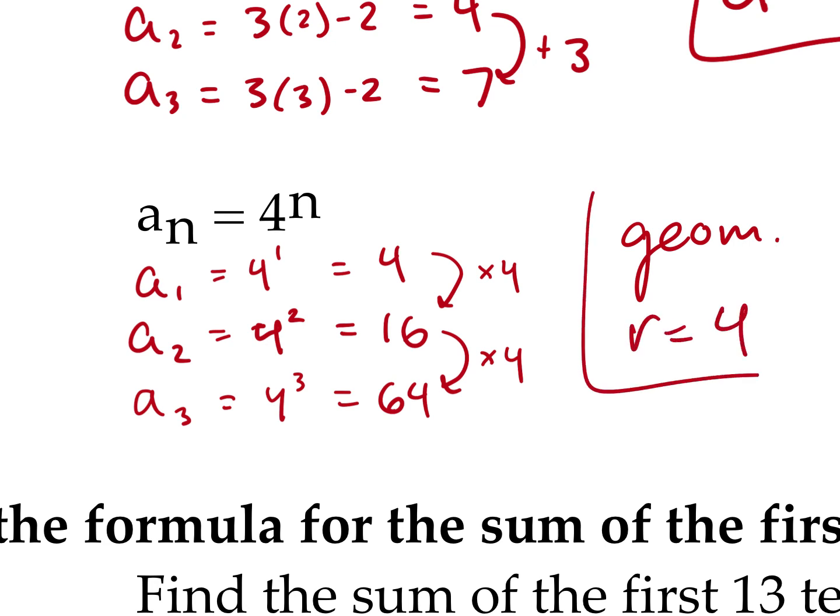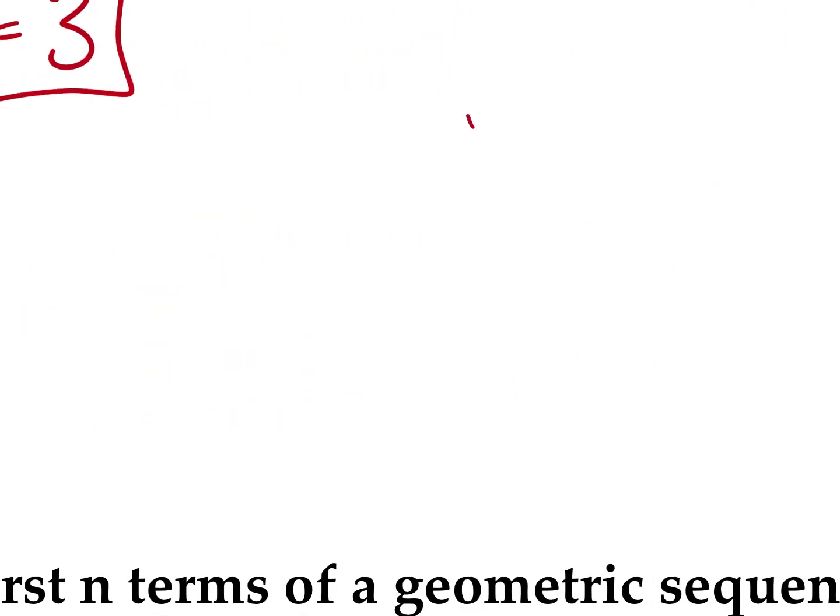And what's my common ratio? 4. So when I saw this, I thought, okay, if you had something like n squared, if I plugged in 1, that would be 1. If I plugged in 2, that'd be 4. If I plugged in 3, that's 9. So am I multiplying by the same thing to get from one number to the next? No. Am I adding the same thing to get from one number to the next? No. So this would be neither.